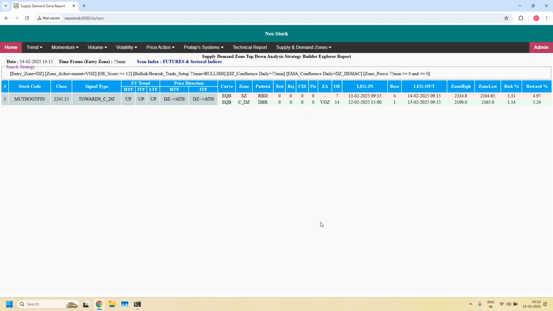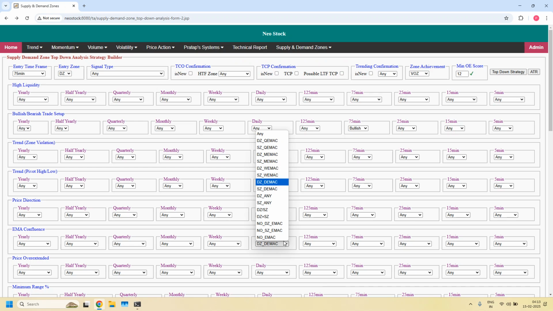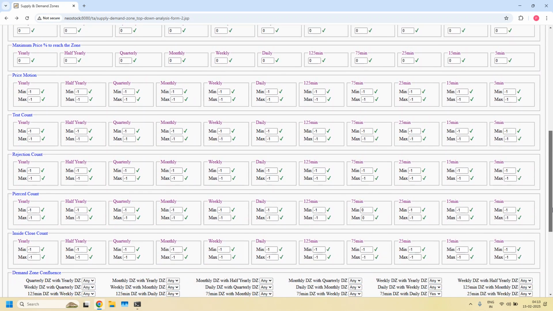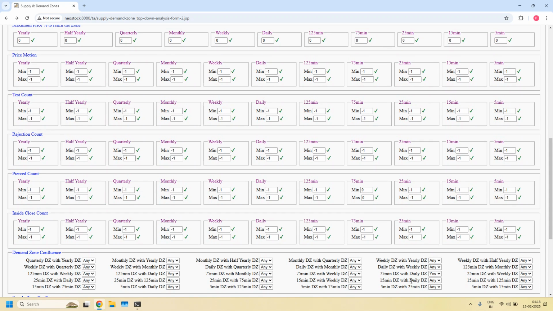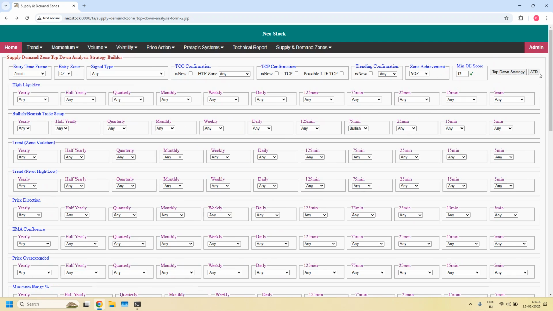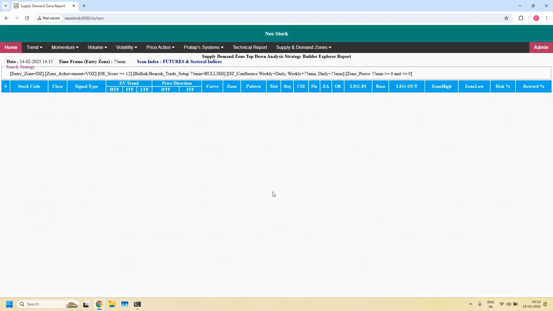Next, let us look for LTF, ITF, HTF zone confluence. How many are there? I am removing the EMA filter. In the demand zone confluence, I am setting 3 filters. First filter is already enabled. Second filter, is the 75-minute zone overlapped with the weekly zone or not. Third filter, is the daily demand zone overlapped with the weekly demand zone or not. With all the 3 filters, LTF, ITF, HTF demand zone confluence, we don't have any stocks.